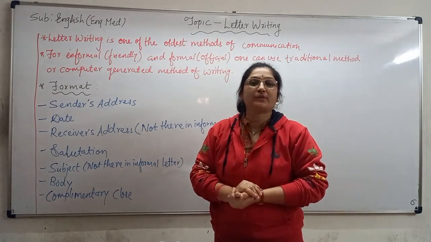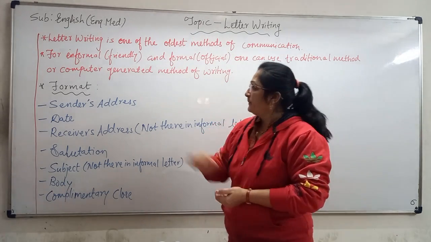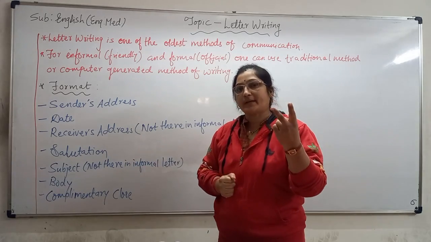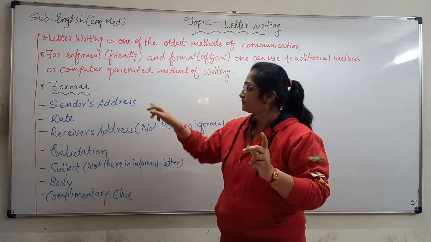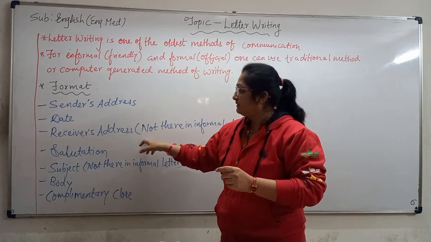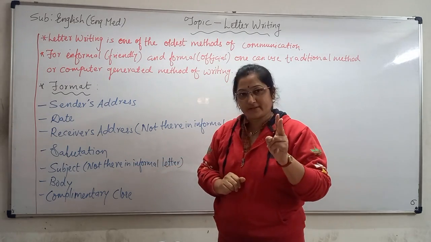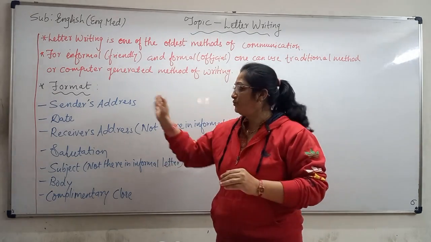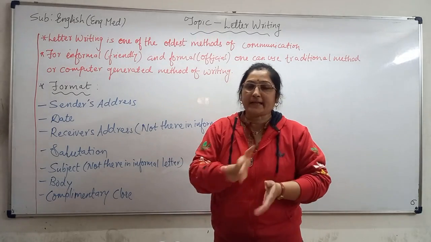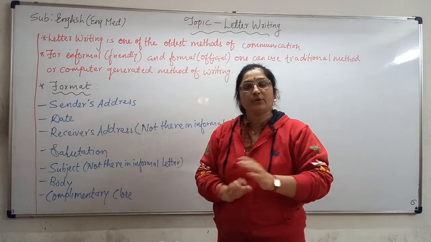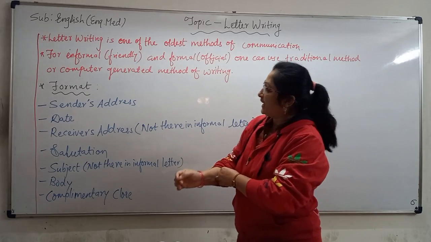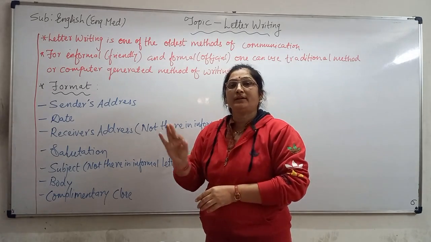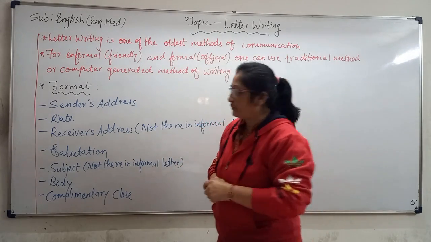Now how will the teacher check your letter? It also has a specific method. Sender's address, date, receiver's address, salutation and subject have 2 marks. Listen guys, I repeat: sender's address, date, receiver's address, salutation and subject have 2 marks. Body again has 2 marks. And the complementary clause has 1 mark. Means 2, 2, 1. This way the letter is bifurcated, and according to that you have to write the letter and follow the format. And what I told you, that receiver's address and subject are not included in informal letter. Clear guys?